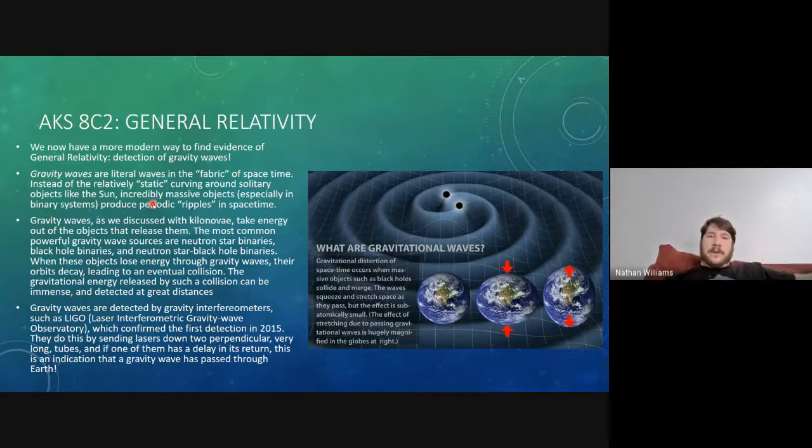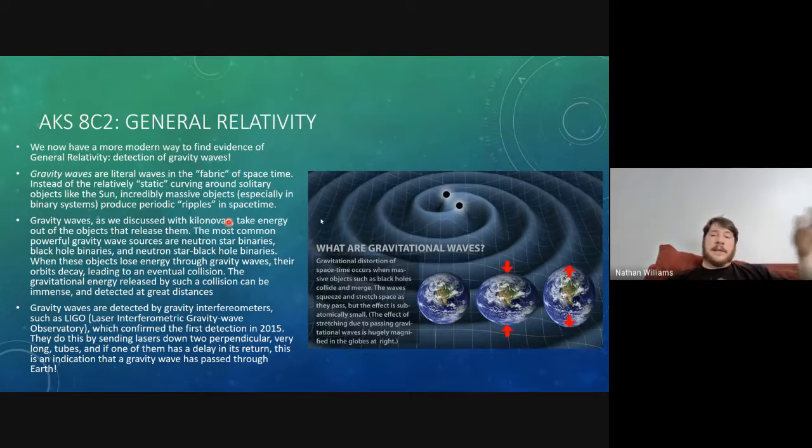or incredibly massive objects that are moving, especially in binary systems, produce ripples in space-time, like we were talking about. And again, here in this diagram, the example is a binary black hole system. As these two black holes orbit a common center of mass between them, just like how if you were splashing in a pool, you would cause ripples, they're kind of doing the same thing, but they are rippling the universe because of how much mass they have individually and the interaction of their combined masses together, along with their motion. And so gravity waves, as we discussed the other day with kilonovae, they take energy out of the objects that release them.